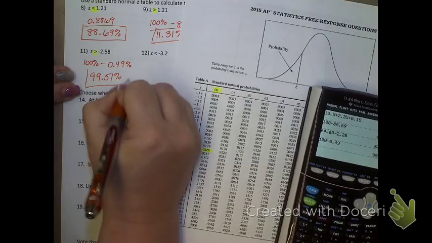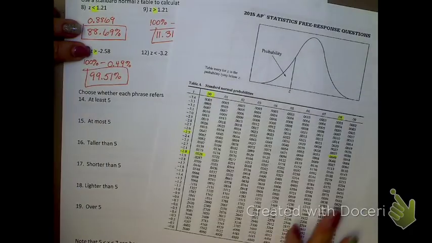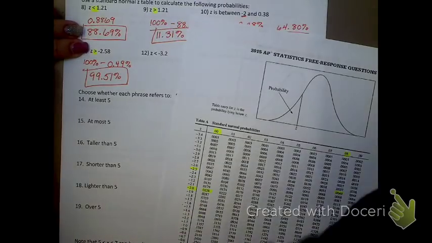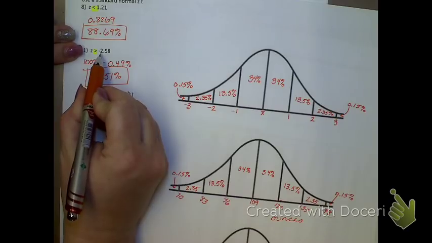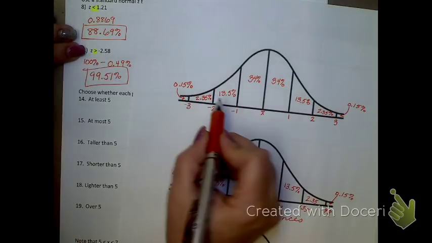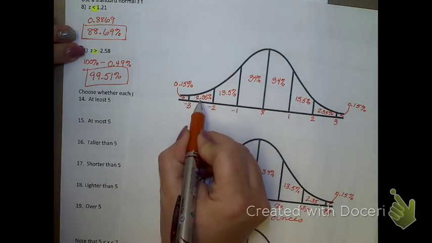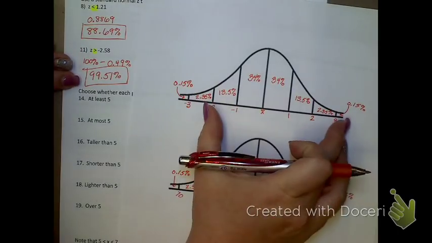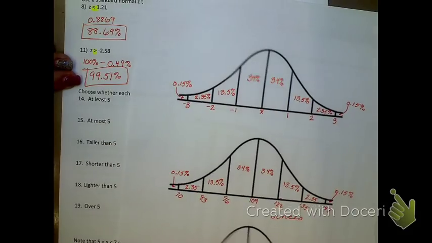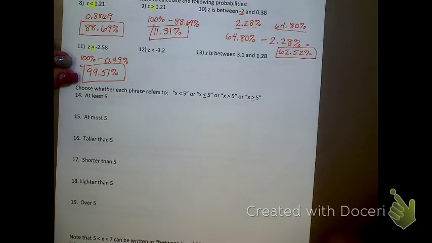Why is that so big? Well, actually it's probably easier to look up here. This is almost 3 standard deviations. It's 2.5 standard deviations. So I'm looking at only a small amount to the left of there, so it is going to reflect the majority of the population there, of the bell curve.